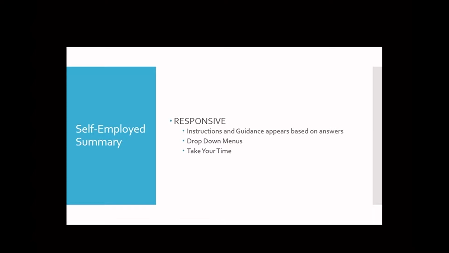Now, before we move to the Excel summary, note that it's been made to be responsive. So this means that based on how you respond, certain cells and certain instructions will pop up and appear. So what's important is to take your time and walk through this carefully. The intention of this video is to make sure you understand how it can help you so you can maximize its value.